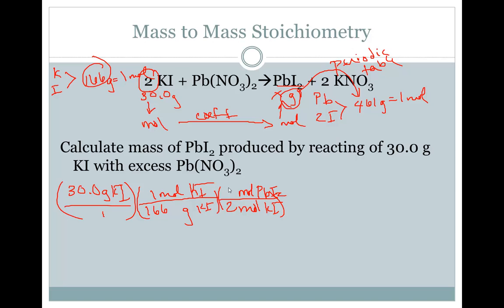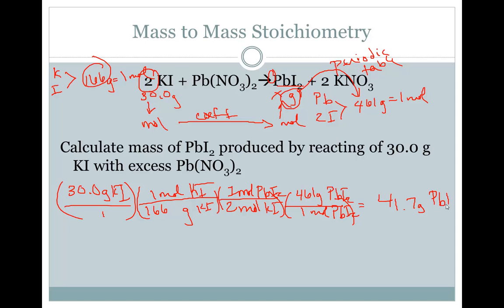Now it's asking for the mass, so 1 mole of PbI2 is 461 grams. So we put in our calculator 30 divided by 166 divided by 2 times 461. That comes out to be 41.7 grams PbI2.